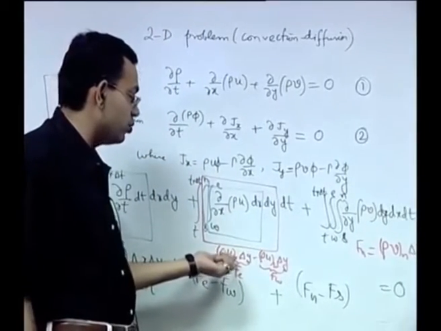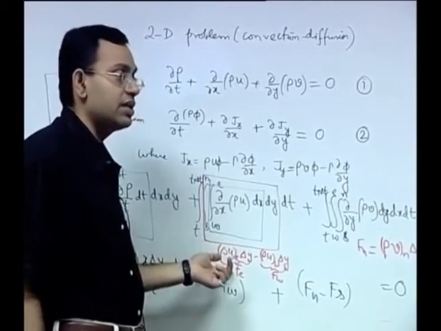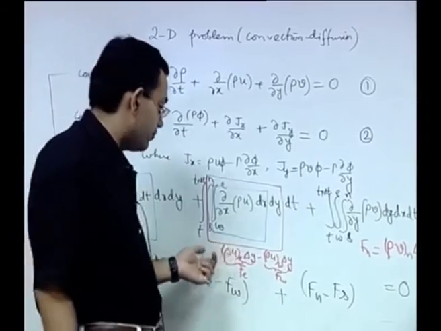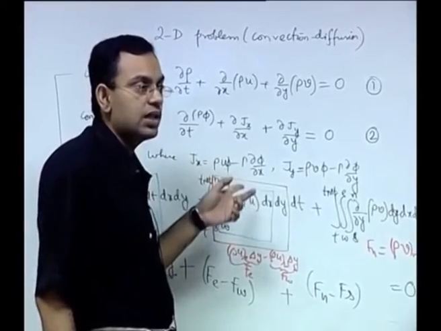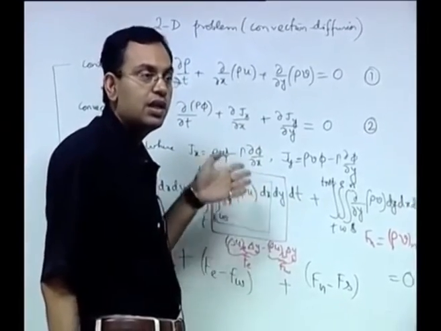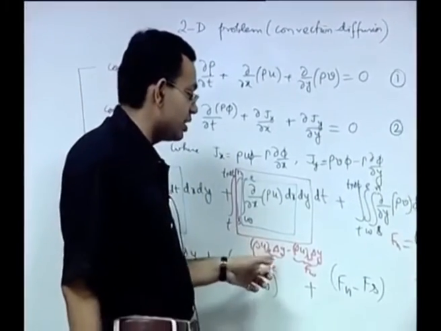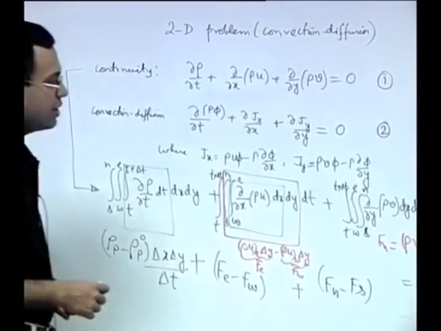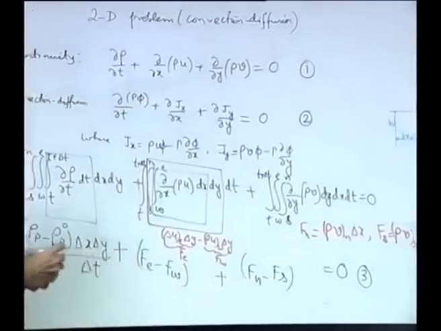For example, rho u e delta y represents the flow rate through the east face. Rho into u is the flux of mass, multiplied by delta y into 1, because it is a 2 dimensional problem. So the third dimension width is 1. So delta y into 1 is the area of the corresponding east side of the control volume. So that represents the flow rate. Similarly, all other terms also represent the flow rate.